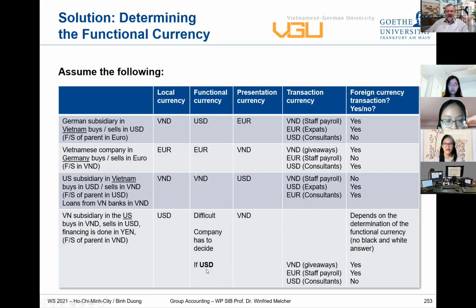So if you decide here that the VND is the functional currency, I would accept that, but then you would have to say that VND for giveaways is not a foreign currency, right? And euro is a foreign currency, and US dollar also. So it would change the answer, right? And based on your decision here, I will then correct or agree with your answer that you give here.